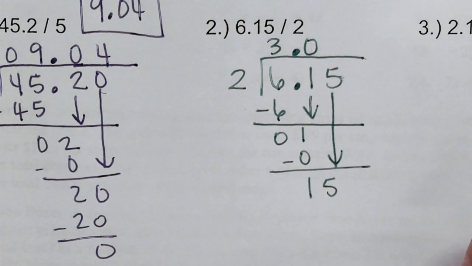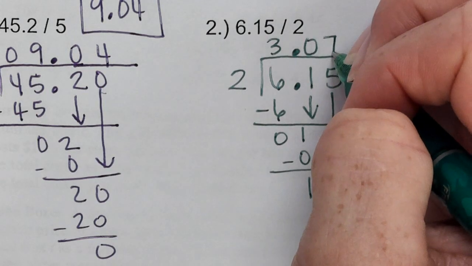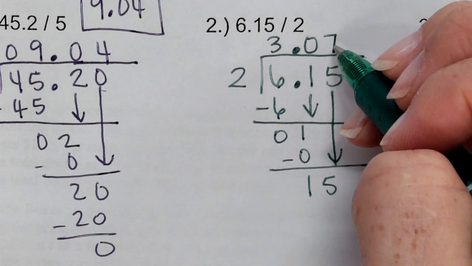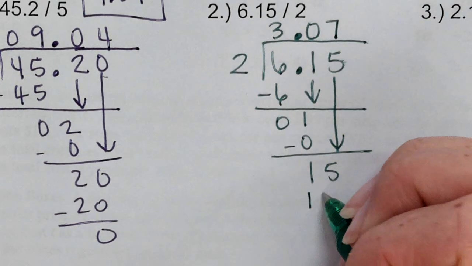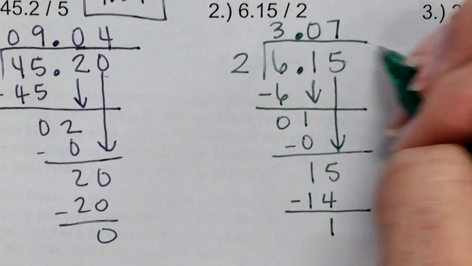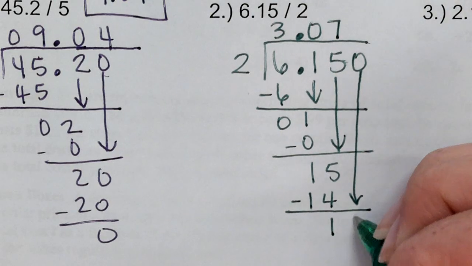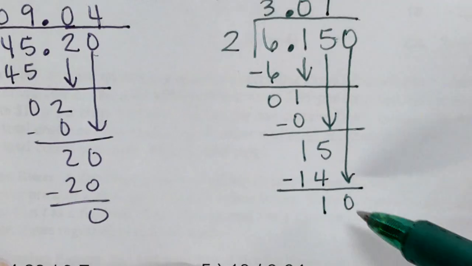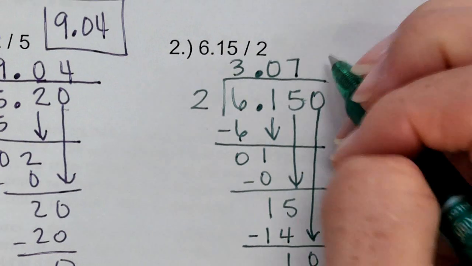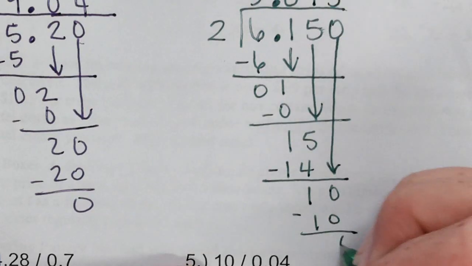Can 2 go into 15? 7 times. 7 times 2 is 14. I have a 1, and I can bring down a what? A 0. Can 2 go into 10? Yes. 5 times. And 5 times 2 is exactly 10, so I've zeroed out.